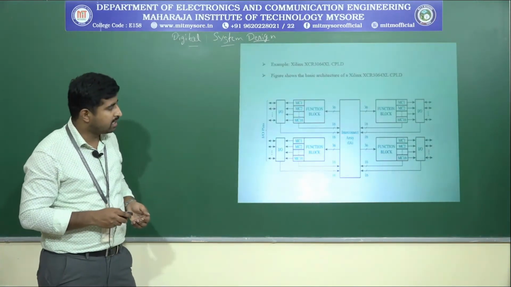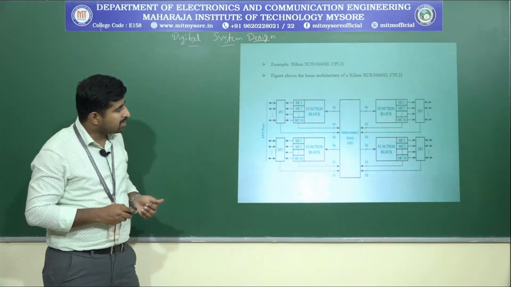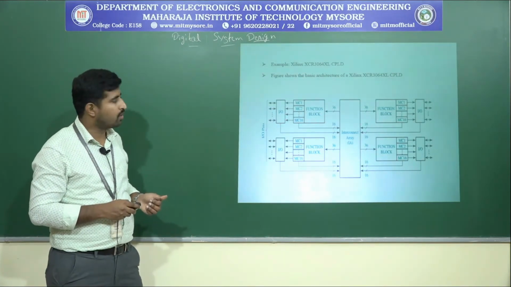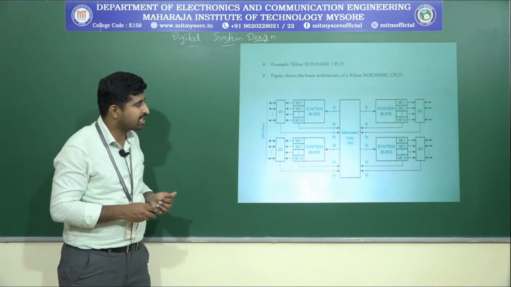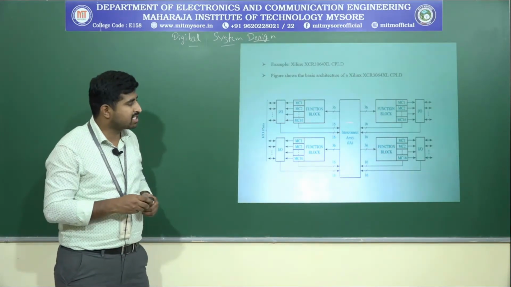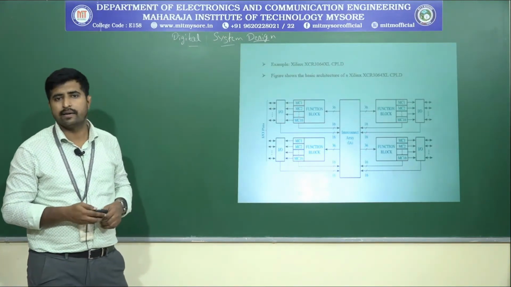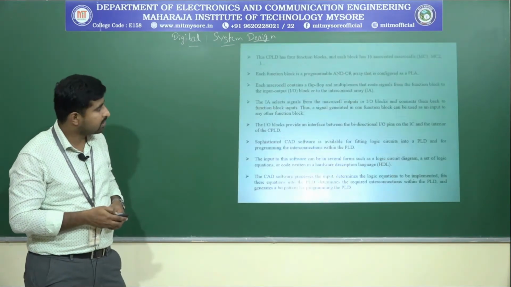So, this interconnect array circuit is going to route the signals from the macro cells or from the input output block to the functional block. Okay, so that is the functionality of an interconnect array. This will have the interconnections in the CPLD. Whatever connections are needed within the CPLD will be taken care of by the interconnect array. Okay, so that is what the interconnect array, IA, is.